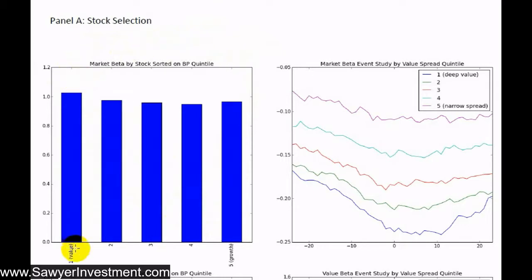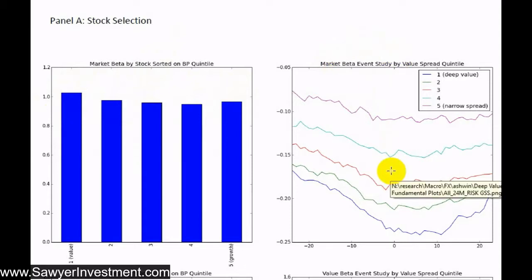And so again, we have the value portfolio and the growth portfolio, and then each of the ones in between. And as we would expect, the beta is close to 1 for each of these. However, the value portfolio seems to have a bit higher beta than the growth portfolio, but not by much.